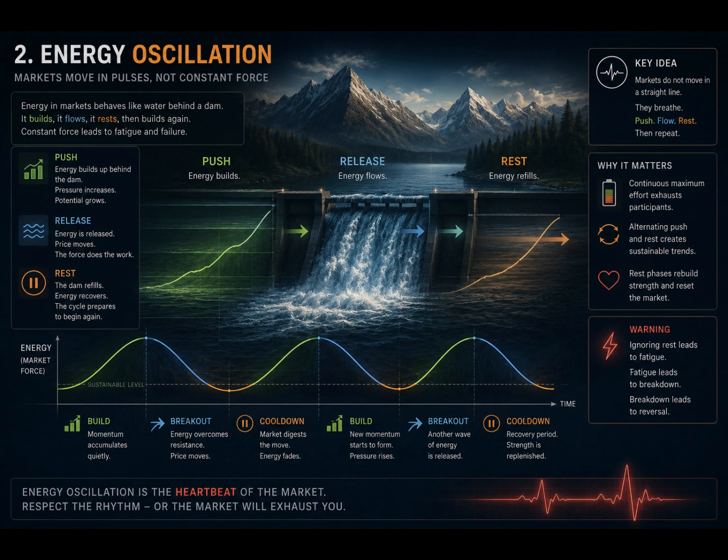Energy oscillation. Energy also oscillates. If every participant pulls with maximum effort continuously, fatigue arrives quickly. Instead, markets naturally alternate between push, rest, push again, rest again. This creates a natural pulse within the market.